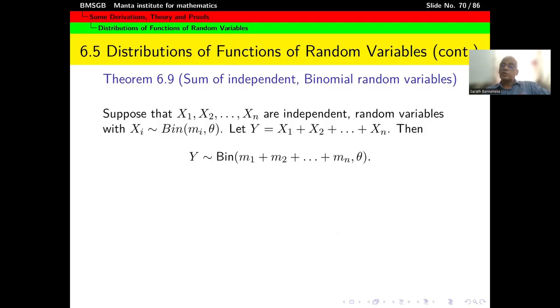So when you take the product of individual moment generating functions, you will see that the moment generating function of y has the form of the moment generating function of a binomial distribution again, with some value in place of n and some value in place of theta. So from that you can show that y has again a binomial distribution. I leave it again as homework. You can do that.